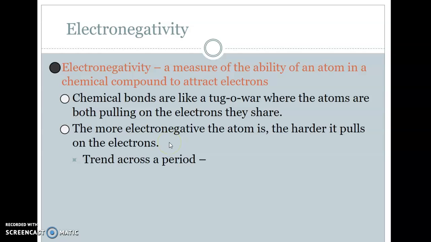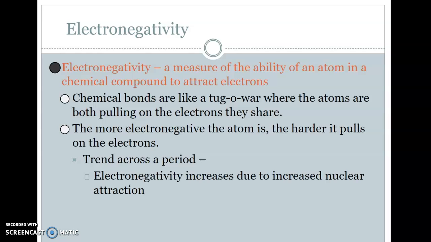So as we move across a period, remember that we're seeing an increase in nuclear attraction. They're pulling harder and harder and harder on their own electrons. That also means they pull very hard on shared electrons. So we see an increase in electronegativity moving from left to right across the period because of that increase in nuclear attraction. So the same reason, increase in nuclear attraction, leads to this increase in electronegativity.